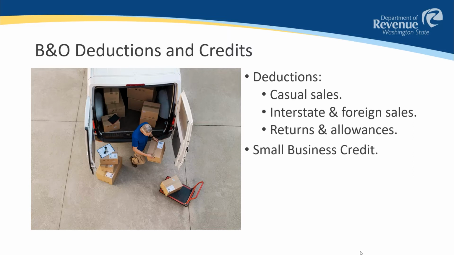I also want to highlight one B&O tax credit you may qualify for. The small business credit is available for business and occupation tax. The amount of the credit is based on the total tax due. If you file your tax returns online and qualify for the credit, it is calculated and subtracted from the total tax due automatically. And I am happy to share that the amount of small business credit is increasing in 2023.